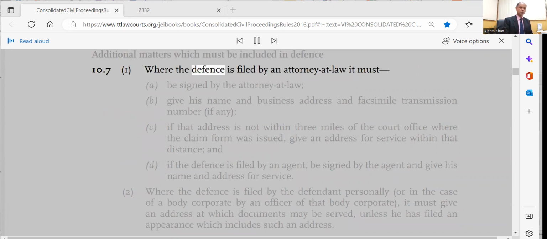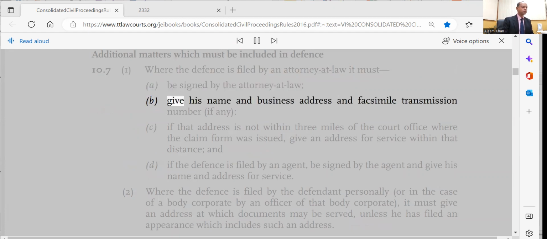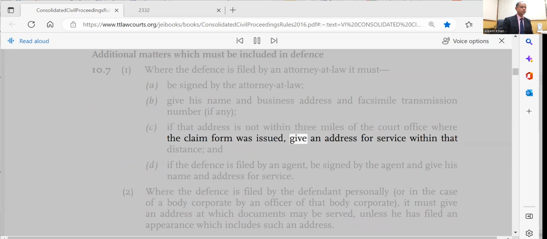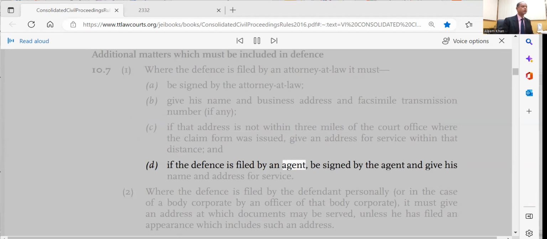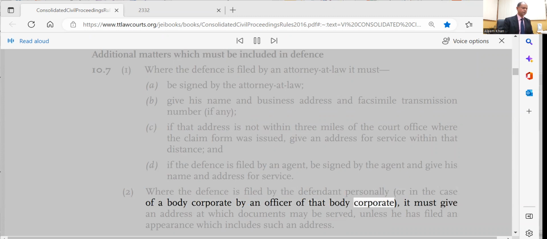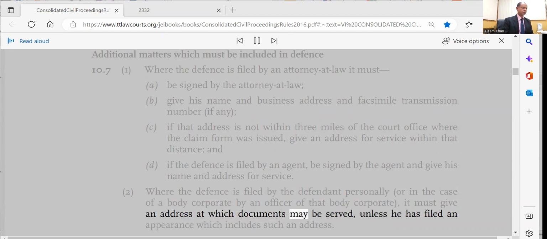Additional matters which must be included in defense. 10.7. 1. Where the defense is filed by an attorney at law, it must a. be signed by the attorney at law, b. give his name and business address and facsimile transmission number, if any, c. if that address is not within 3 miles of the court office where the claim form was issued, give an address for service within that distance, and d. if the defense is filed by an agent, be signed by the agent and give his name and address for service. 2. Where the defense is filed by the defendant personally, or in the case of a body corporate by an officer of that body corporate, it must give an address at which documents may be served, unless he has filed an appearance which includes such an address.